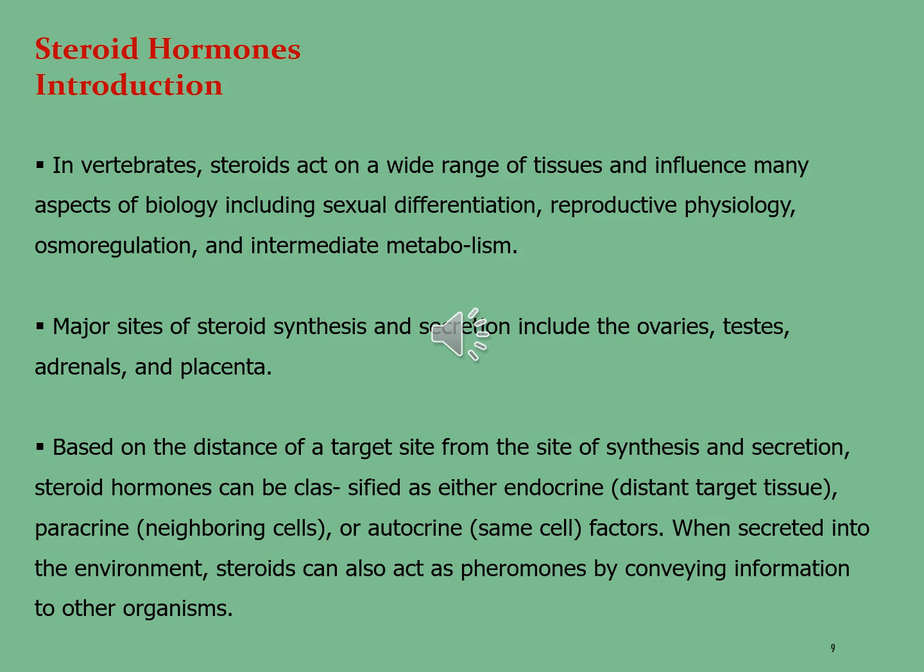Major sites of steroid synthesis and secretion include the ovaries, testes, adrenal, and placenta. Based on the distance of the target site from the site of synthesis and secretion, steroid hormones can be classified as endocrine, acting on distant target tissues, paracrine, acting on neighboring cells, or autocrine, acting on the same cells. When secreted into the environment, steroids can also act as pheromones by conveying information to other organisms.